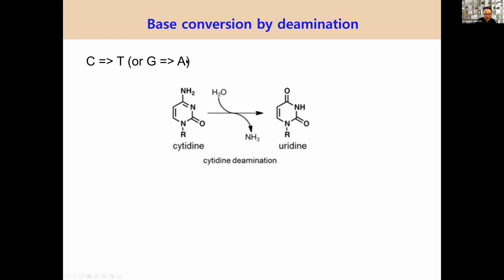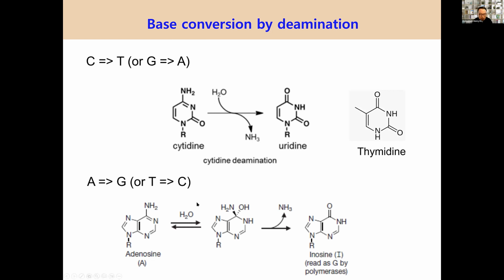The basics of base editing: cytidine has this amine residue. If this amine residue is removed, then cytidine can be converted into uridine, which is recognized as thymidine by DNA polymerase. Adenosine also has an amine residue. If this is removed, then adenosine becomes inosine, which is recognized as guanosine by DNA polymerase. So by deamination, we can convert C to T or A to G.